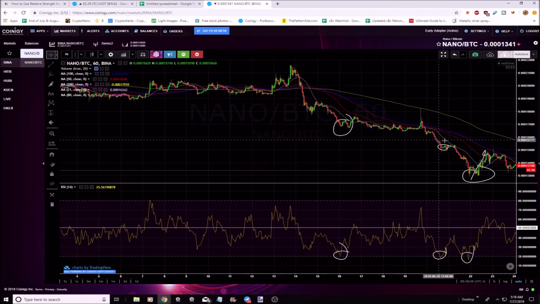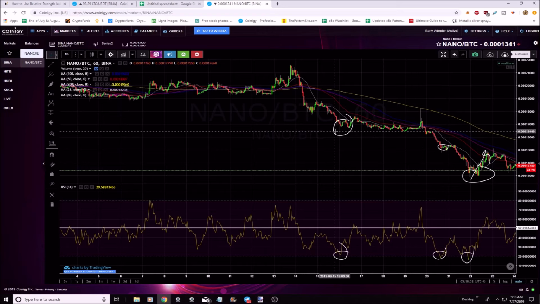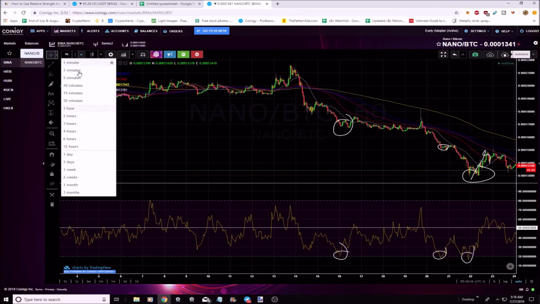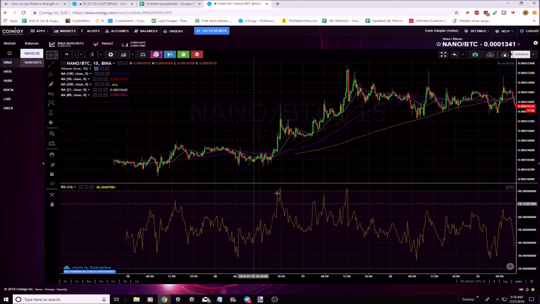So RSI works really well in trending markets. If you try to use RSI on like a 15-minute time frame, it gets really noisy, and it's just all over the place. When I say noisy, I just mean it's a bunch of constant movement. So in general, I'm not real big on shorter time frames for how we trade.